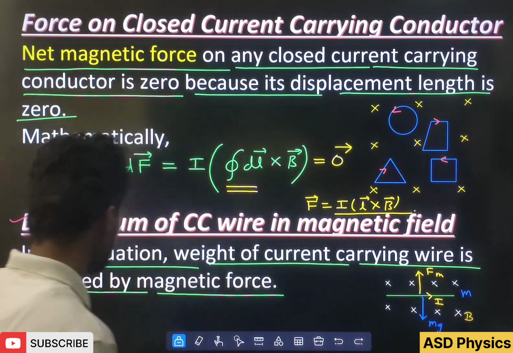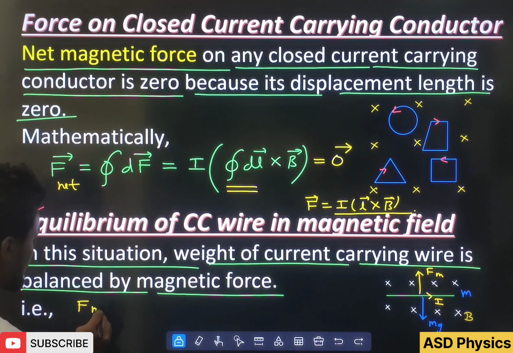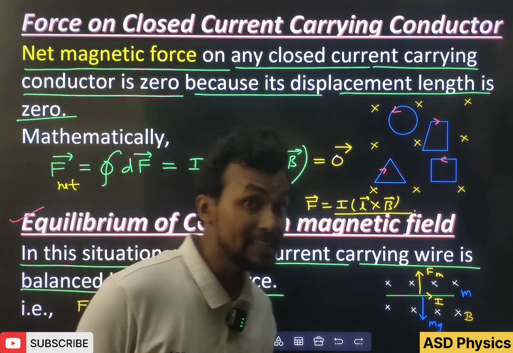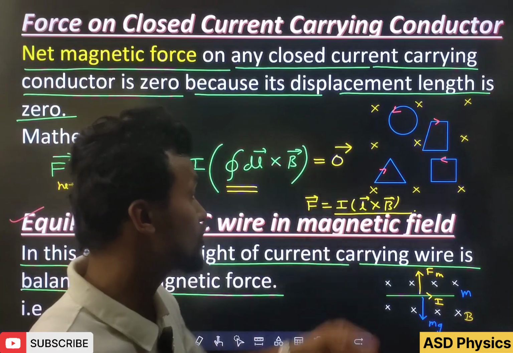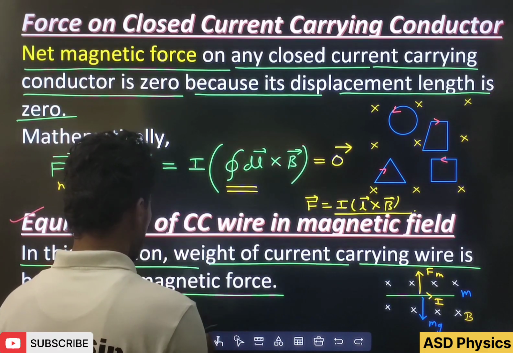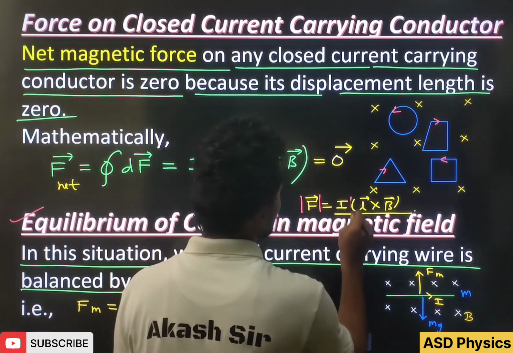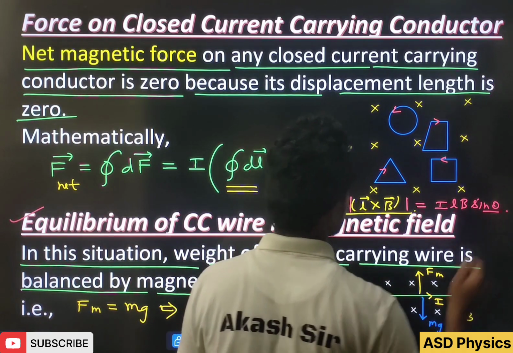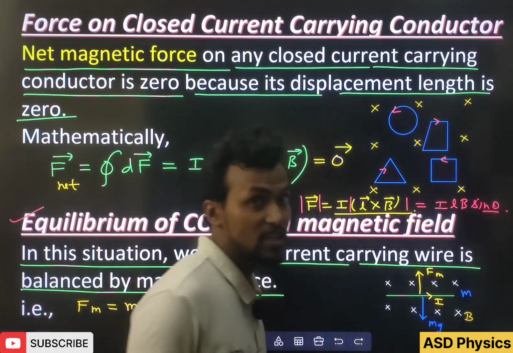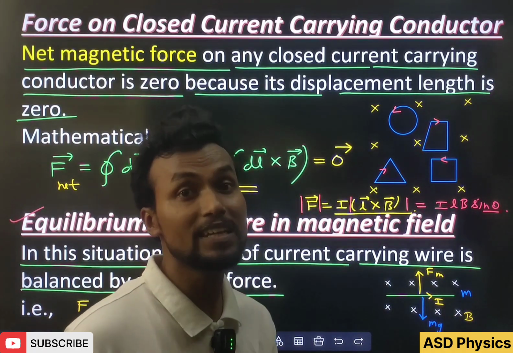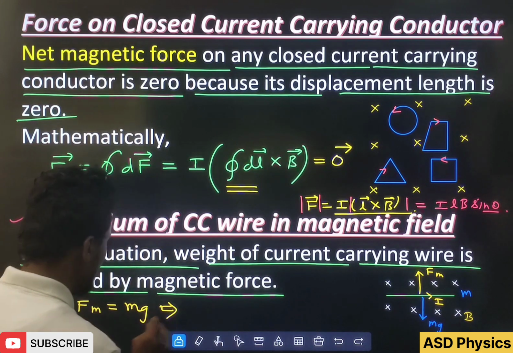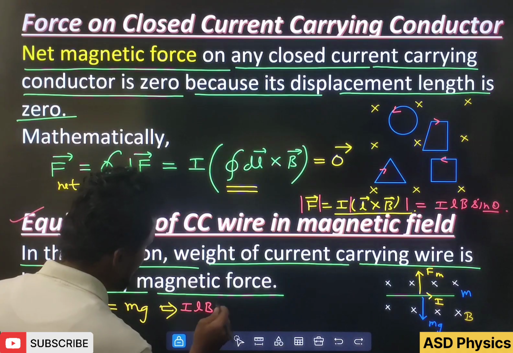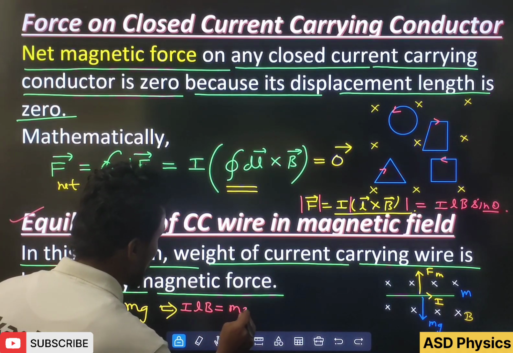So both these forces should be balanced here. So what I can write here, this Fm should be equal to mg. What is the magnetic force formula? Normally we know IL cross B, but if you want the magnitude, it becomes ILB sine theta. You know very well, current element along x direction, magnetic field along negative z axis. So how much angle? 90 degree. Let's take length as L, so ILB sine 90, which is 1, is equal to mg.